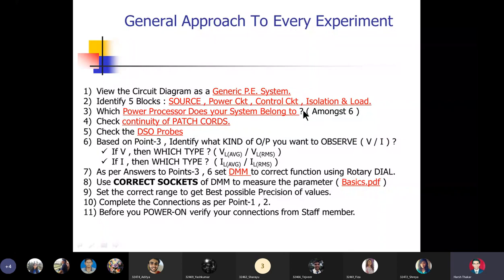So first and foremost, whenever we are not getting readings as per our theory or expectations, we should first check whether I have done something wrong. So where are the points where the student can go wrong? The first place where the student can go wrong is point number 4. Check the continuity of patch cords. Patch cords are nothing but connecting wires, and these patch cords are technically known as RPG2 connectors.